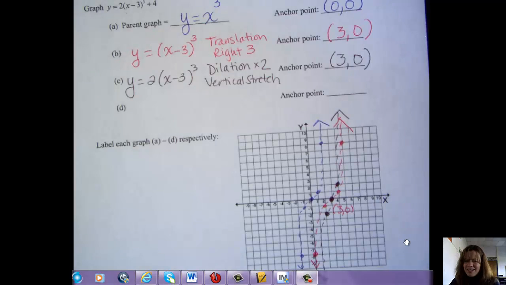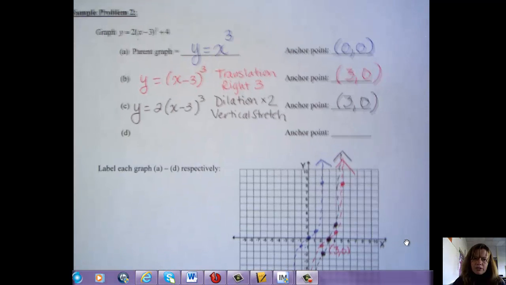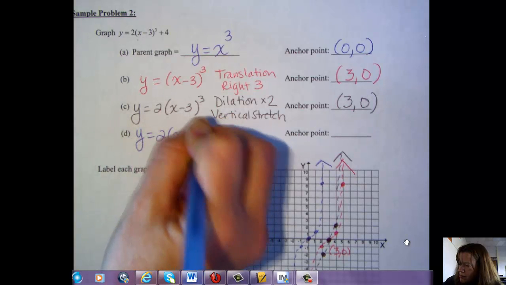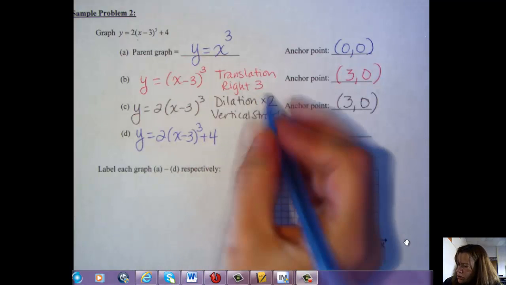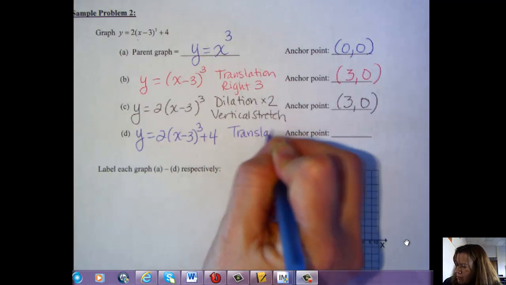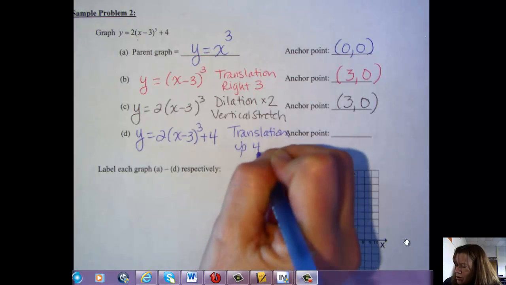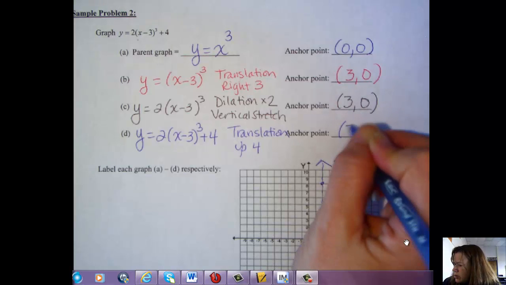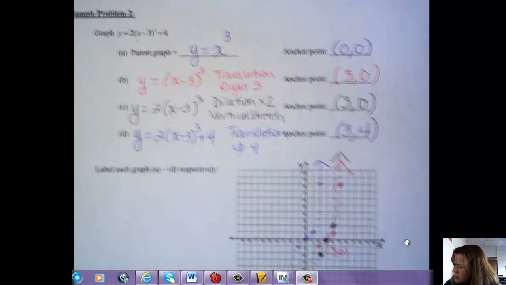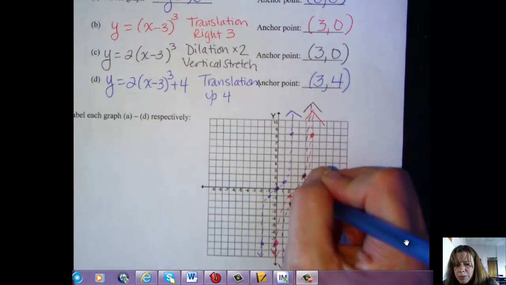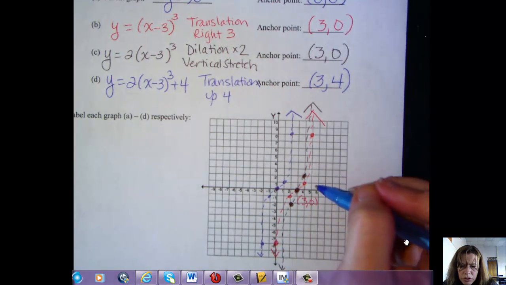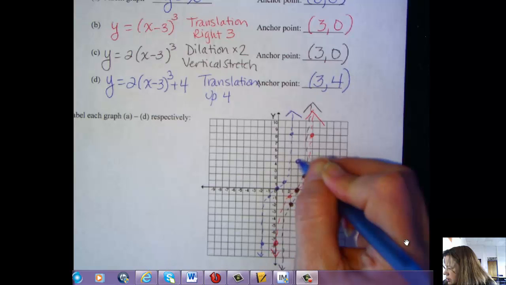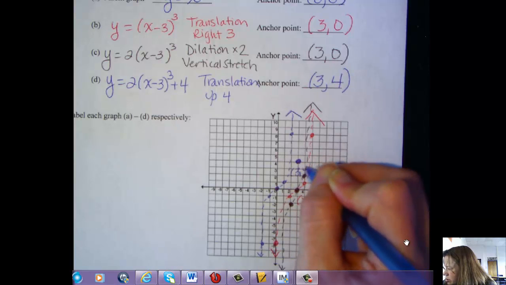Oops. The last step is a +4 at the end. Addition and subtraction comes last in PEMDAS. Addition and subtraction in an equation is a translation up 4 units, which moves my anchor point up as well. So my anchor point goes from 3, 0 to 3, 4. And I take my most recent graph, my black stretched graph, and I move all of its points up 4 units. Anchor point up 1, 2, 3, 4. So 3, 4 is my anchor point.